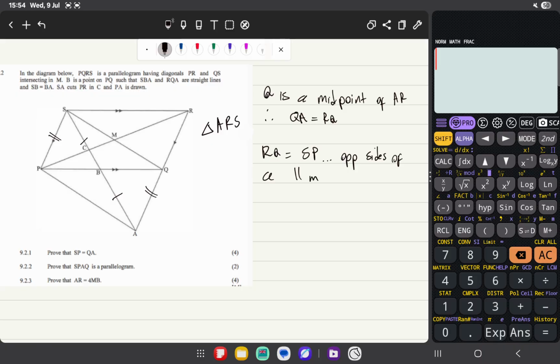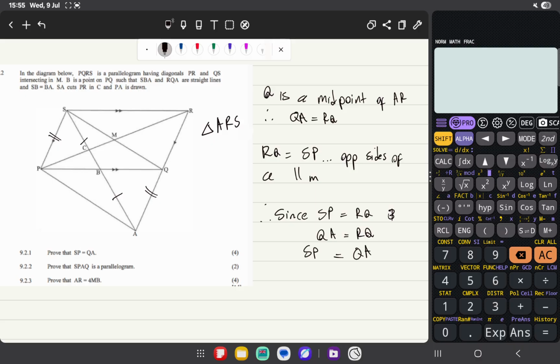So now we come to the conclusion. We are then going to say, therefore, since SP equals RQ and QA equals RQ, SP must be equal to QA. Right, yeah, that's how we got it done.